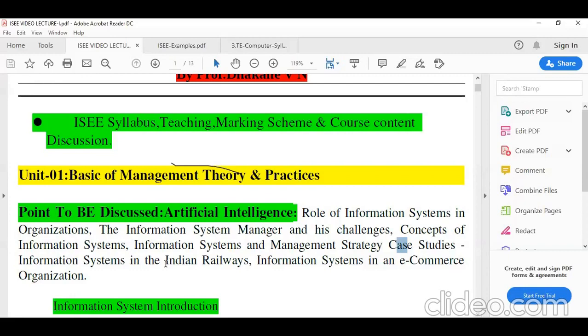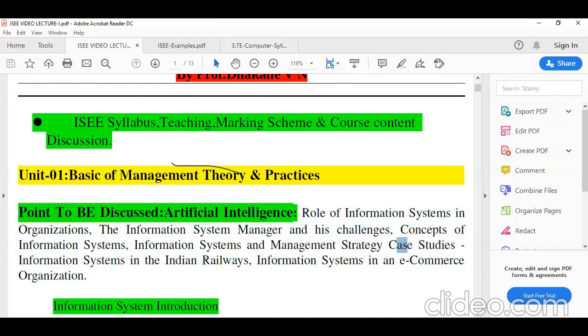How many, anybody have used the IRCTC website? Anybody of you have used the IRCTC website of the Indian Railways? No. Yes, anybody? For reservation. Yes, exactly. For the purpose of reservation.